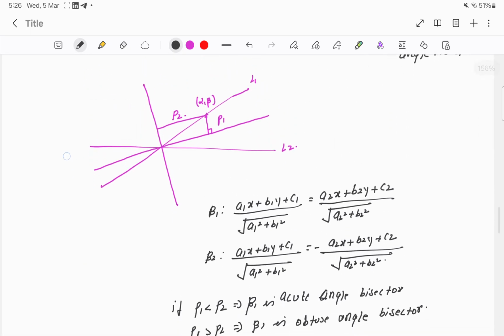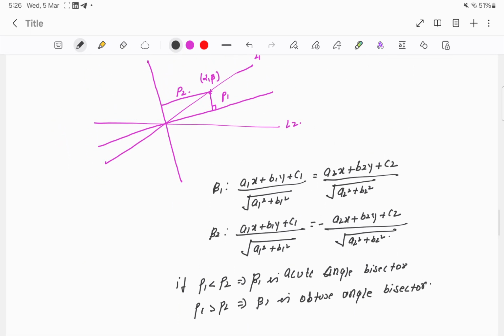So simple, again I explain. This line is one of the angular bisectors, so beta 1 and beta 2 angular bisectors are there. Now for the perpendicular distance P1, if a point is given and you have to find the distance from that point to the line, directly use the formula. If P1 is less than P2, then beta 1 is the acute angle bisector. If P1 is greater, then beta 1 is the obtuse angle bisector.